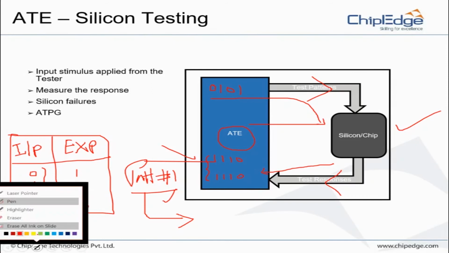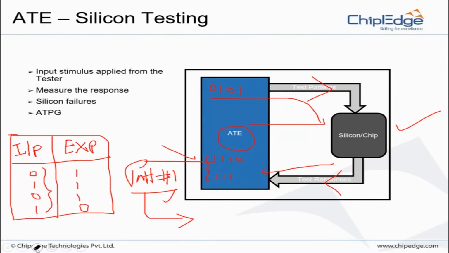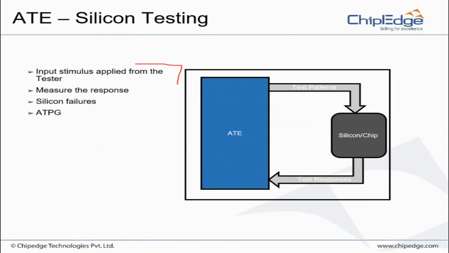Suppose instead of getting 1110, we got all ones, which is a mismatch. There is a bit mismatch. That means pattern 1 fails. Like this, it will continue testing all the patterns, thousands, hundreds of thousands, whatever the number of patterns. And it will say this is the end of the test, this is the number of patterns, and this is the pattern number that failed, or all passing. That's how the testing happens. It applies the input stimuli from the tester, measures the responses from the silicon, and if any pattern fails, it will escalate it. If all are passing, which is good.